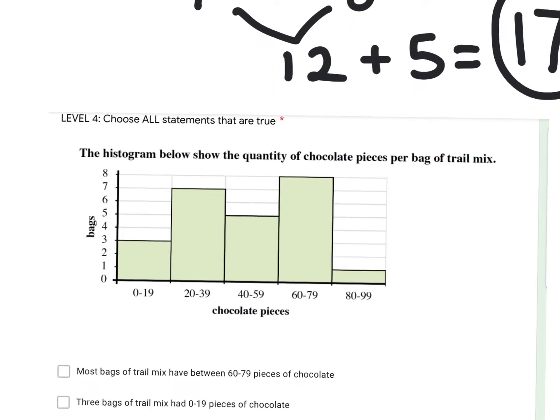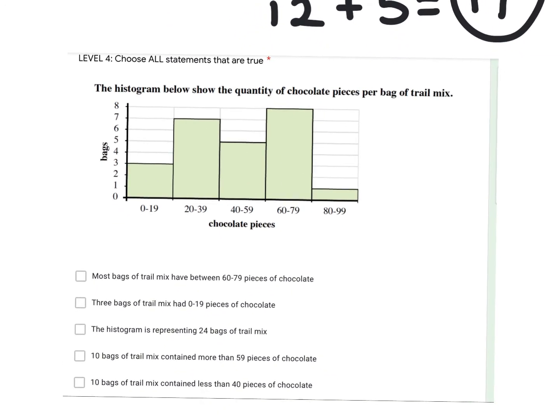Let's look at the last one we're going to review today, and that is our level 4 question. It says to choose all that are true. Okay, so this is really important to know, is that when it says all, we have to treat each one of these, all 5 of these, as like 5 separate questions. Okay, so you're going to go piece by piece, question by question, to assess what in the world is asking and see if it's true. Okay, so let's go to the first one. Most bags of trail mix have between 60 and 79 pieces. So most meaning we're looking for the tallest bar.